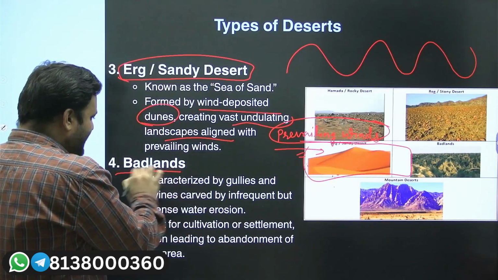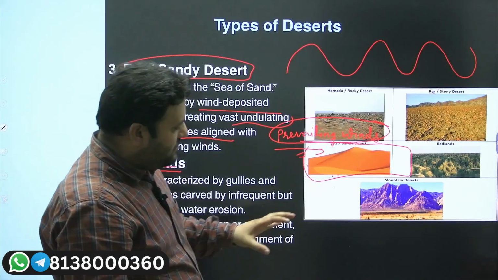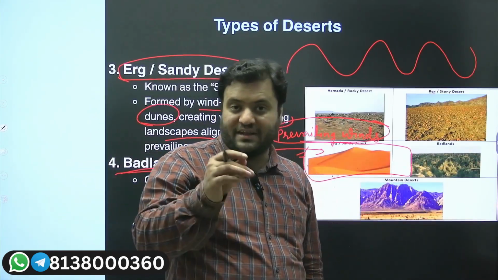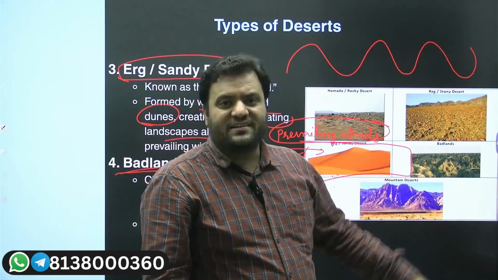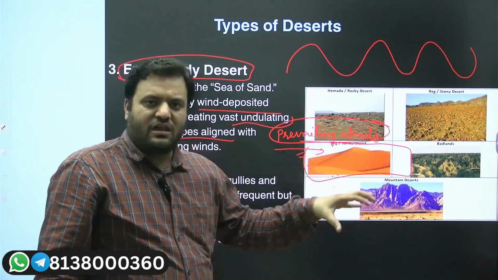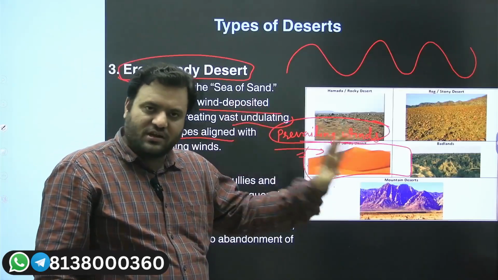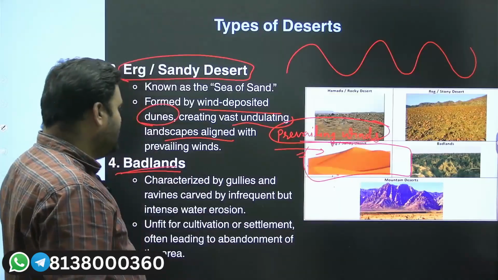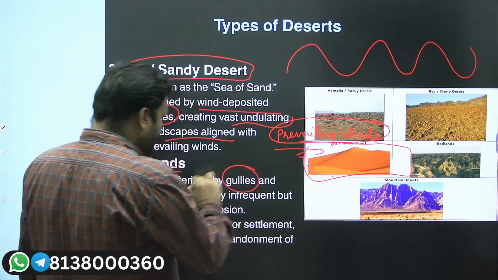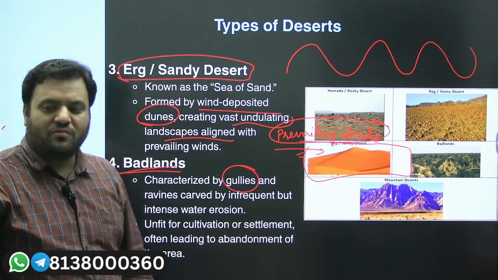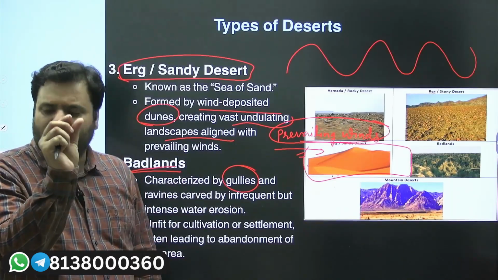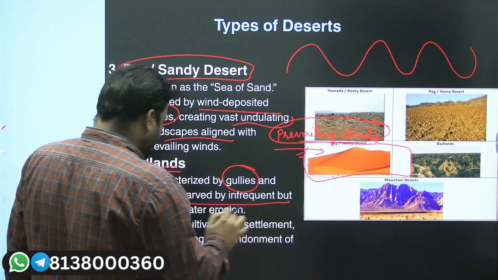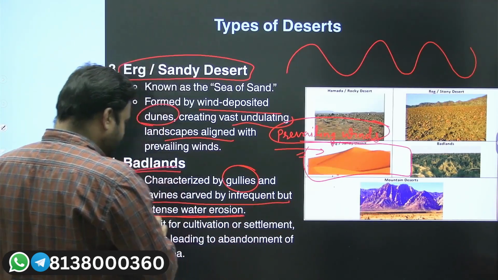Then we have Badland. The badland is basically formed because of loose particles. There are very loose particles, and as a result, when there is a river or water, this water will cause instant removal. As a result of removal, gullies, narrow strips, will be formed. Those narrow strips are called gullies, and ravines carved by infrequent but intense water erosion.